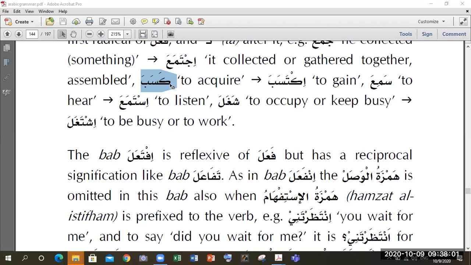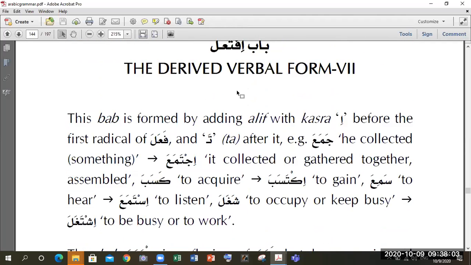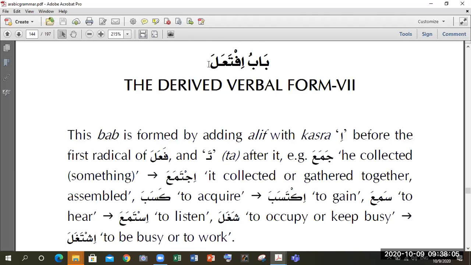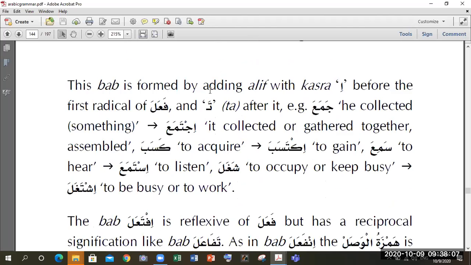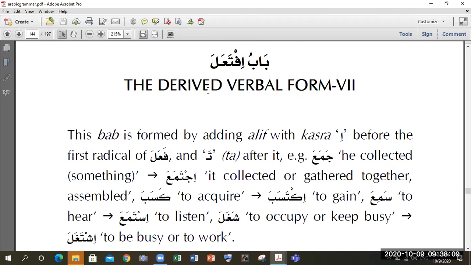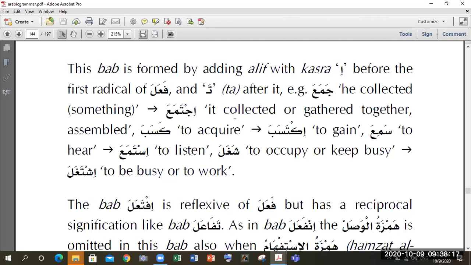So we were talking about a bab, right? Bab if'ta'ala we are talking about today, and we have seen that two additions are there: one prefix alif and one infix ta. And the meaning that is added is that it gathered or it acquired.